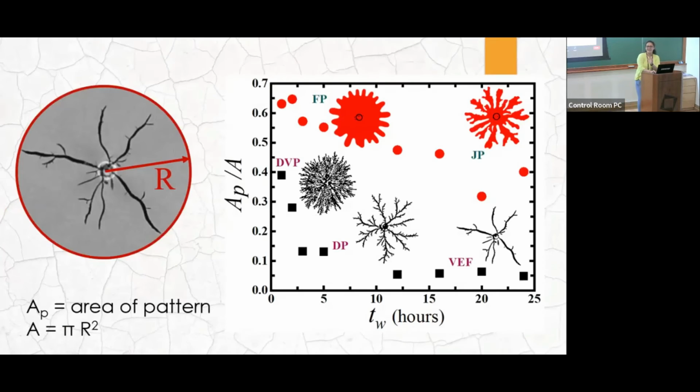I'll just quickly tell you about the quantification. So we have done some image analysis to quantify these patterns. What we have calculated is the areal ratio, which is the ratio of the area of the pattern to the smaller circle enclosing the entire pattern. And when we plotted the areal ratio with the waiting time, the black squares are basically for the miscible displacements and the red circles are for immiscible displacements. So as expected, the immiscible displacements have a larger areal ratio as compared to the miscible one. And with the transition from DVP to VEF, we have observed a decrease in the areal ratio.